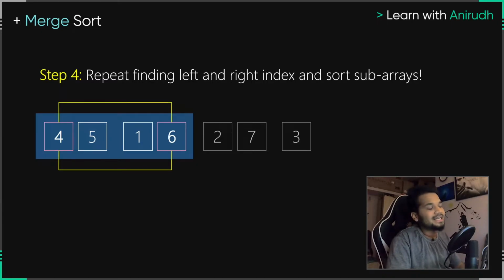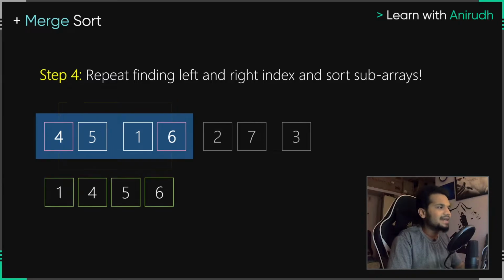Of course, once we start using these indexes and once we start understanding, we have to only look at those 4 elements. Again, apply a sorting logic there and eventually you can sort it out simply. 4, 5, 1 and 6 will become what? 1, 4, 5 and 6. Okay, one block is now completely sorted. Half of our entire array is sorted.